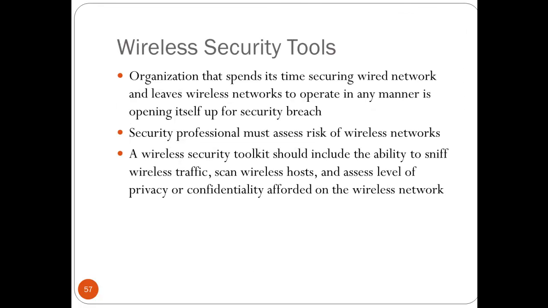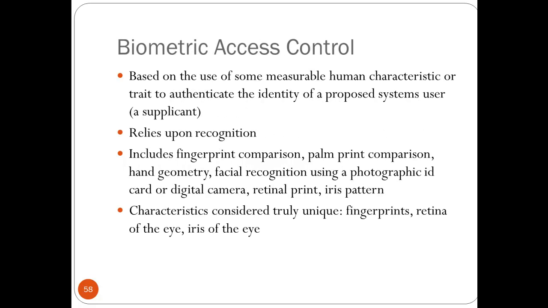And then there are some wireless security tools. Security professionals have to assess the risk of wireless networks. Your toolkit or your skill set should include the ability to appropriately sniff wireless traffic, scan wireless hosts, assess the level of privacy and confidentiality, and identify wireless access points so that you can look for rogue access points. So you want to make sure that you have a good understanding of how those tools work as well.